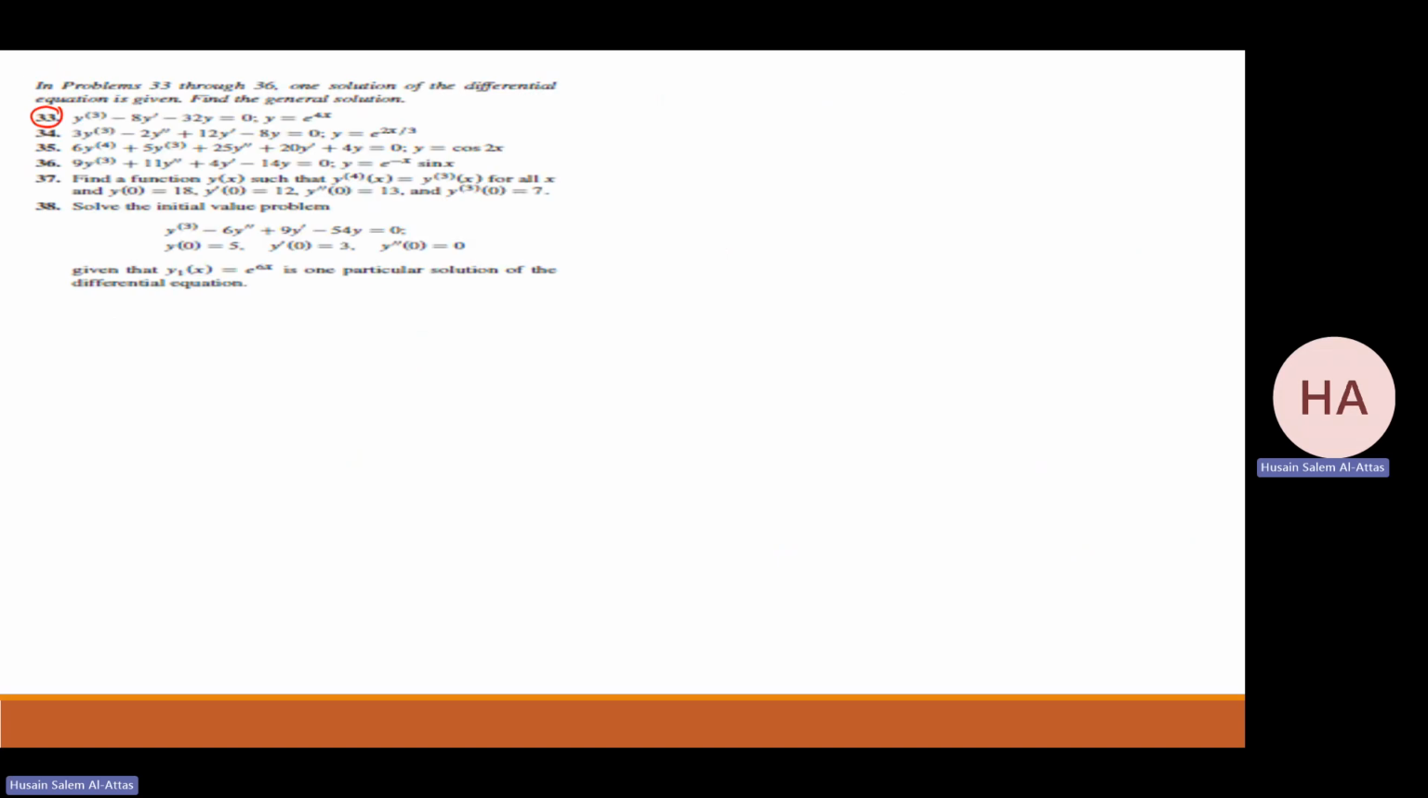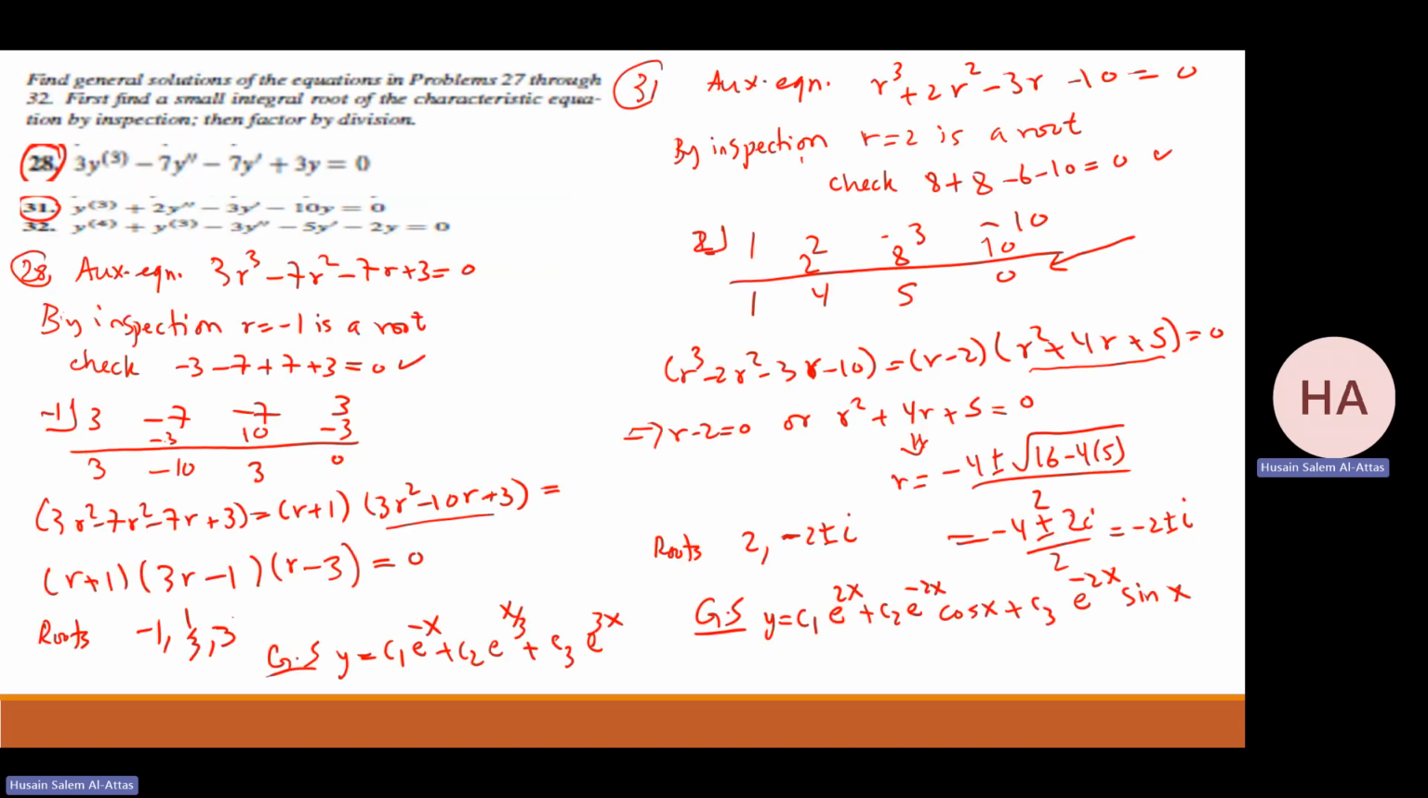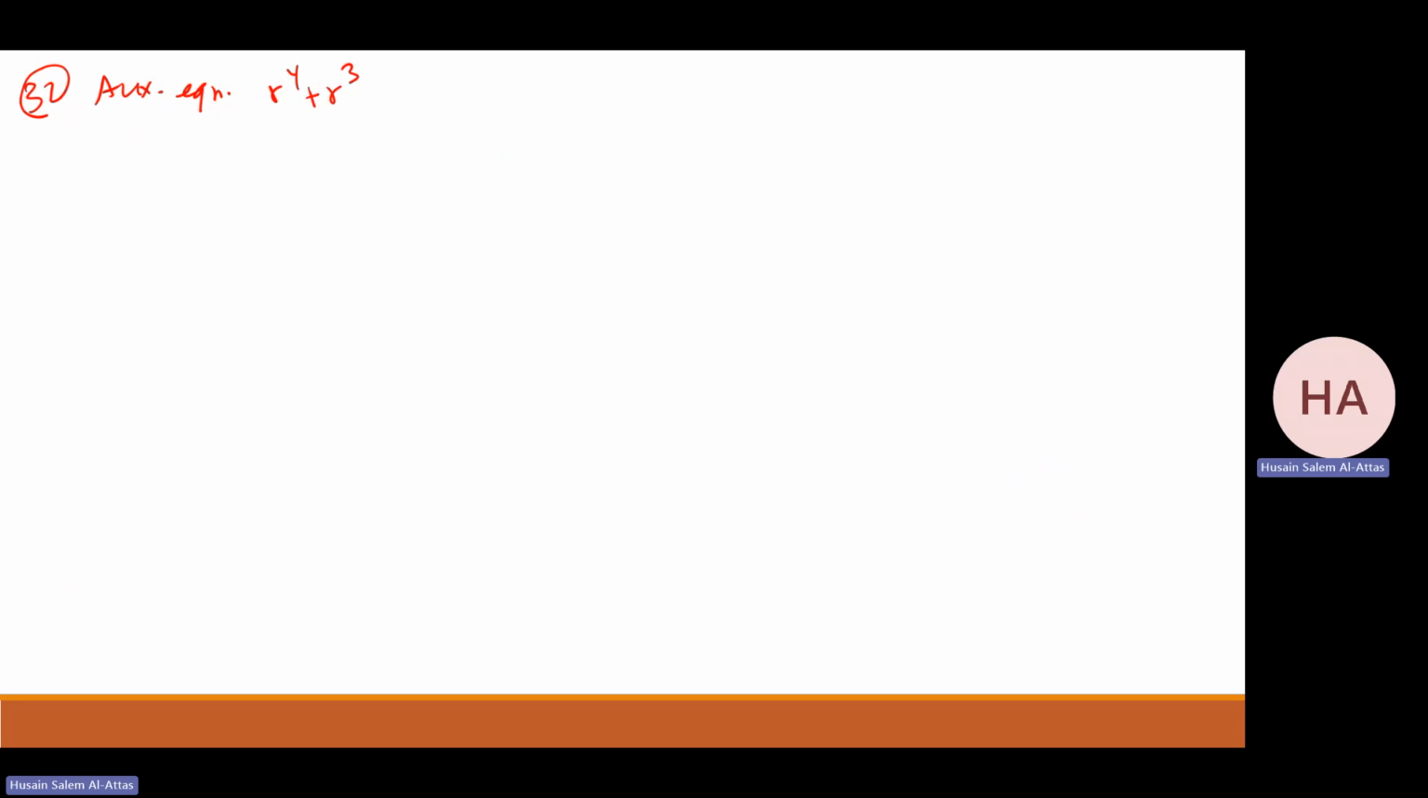What is the auxiliary equation? The auxiliary equation: r to the power 4 plus r cubed minus 3r squared minus 5r minus 2 equals 0. By inspection.